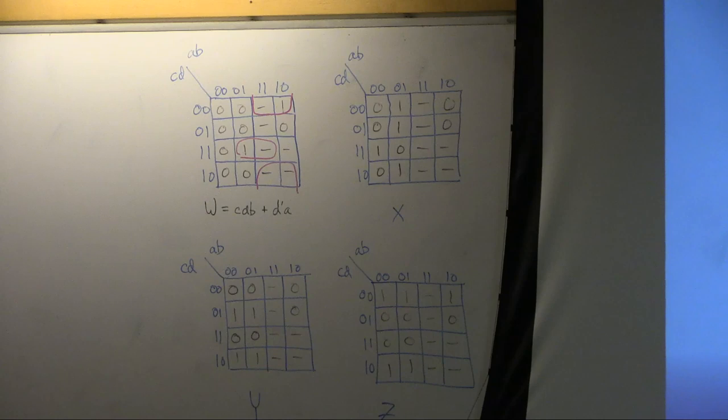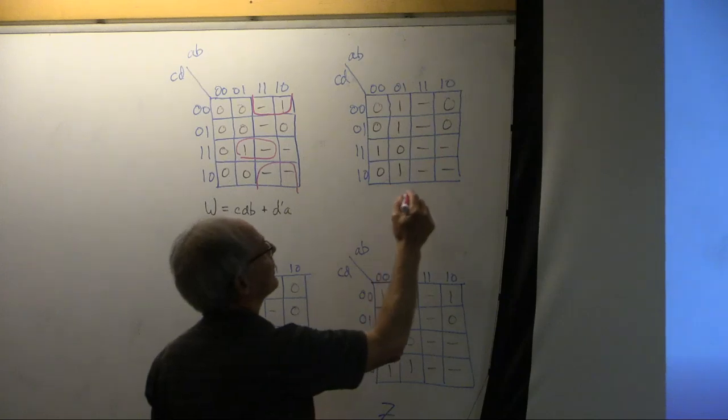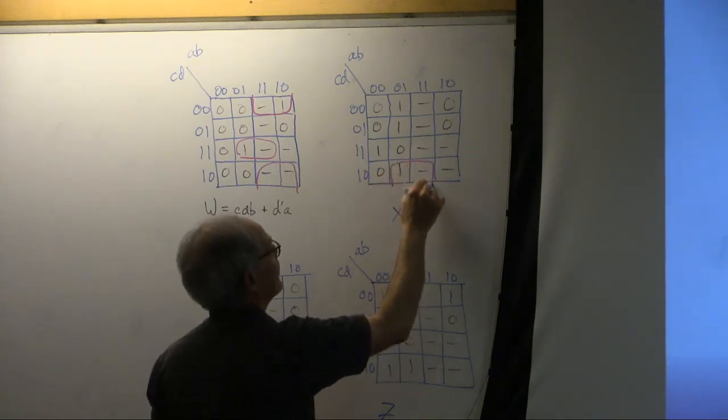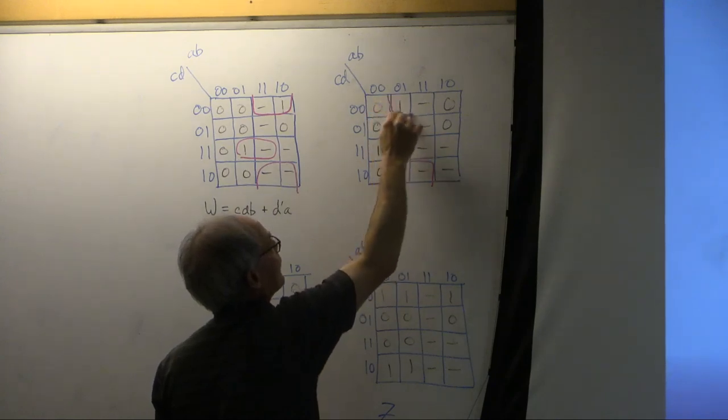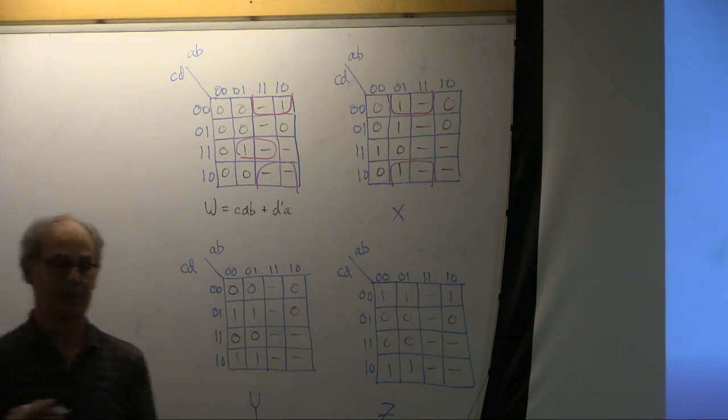Okay, so maybe you don't like the order of the literals, but that's what the function is. Okay, and then let me just do the others. X is over here. X has a bunch of ones, so this one, we can do a similar thing to what we did before. We can't bring that one in because that would make an odd size group, okay?